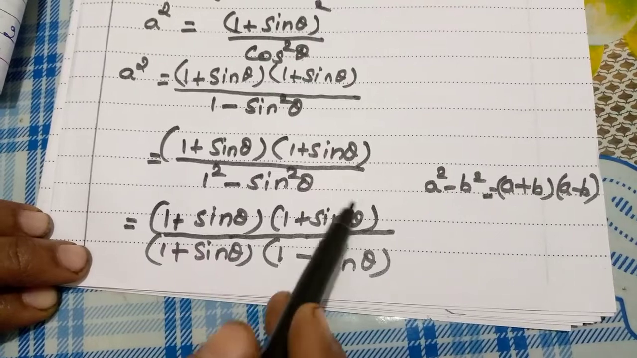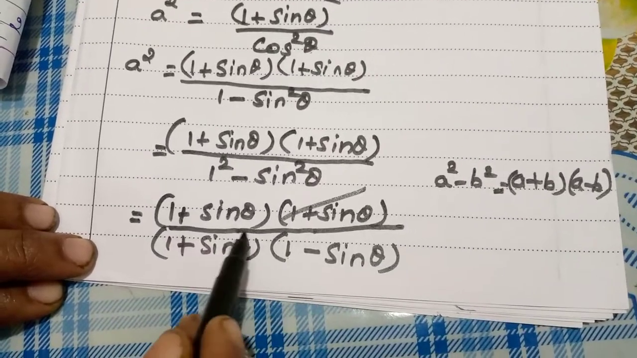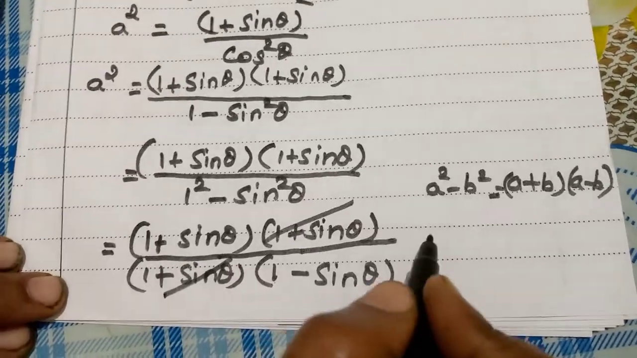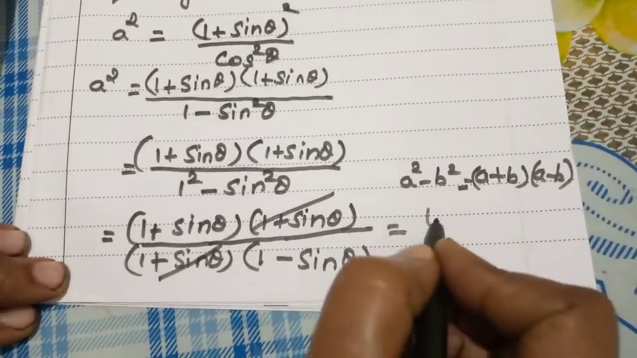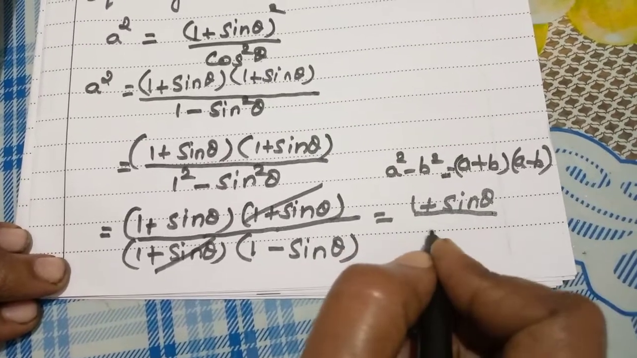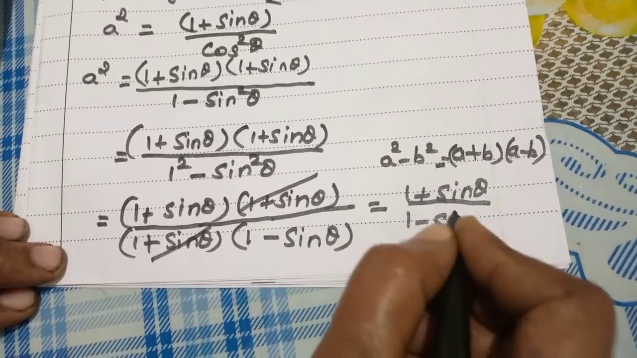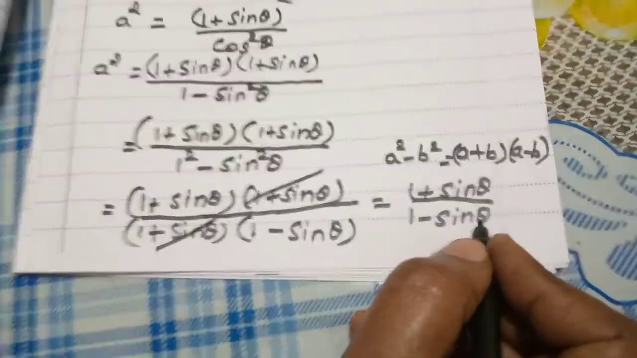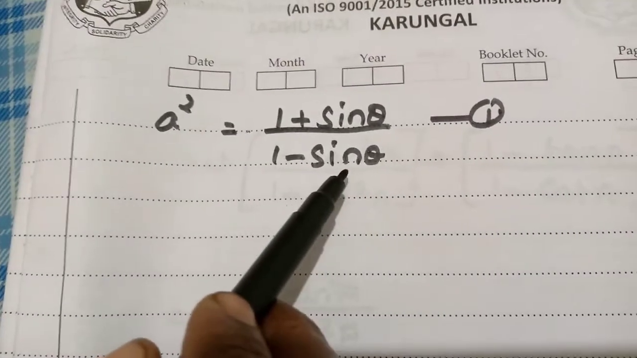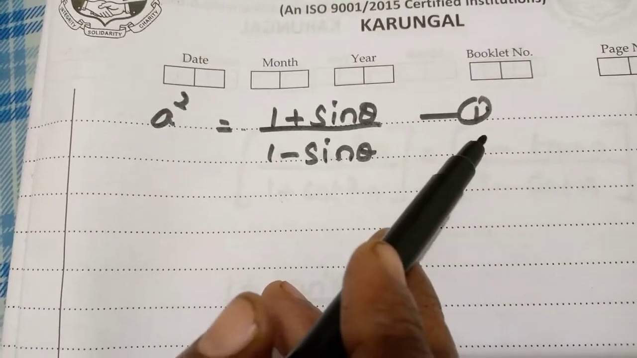Here 1 plus sin theta, the like terms can be cancelled up and down. Remaining, we get 1 plus sin theta divided by 1 minus sin theta. That is, a square equals 1 plus sin theta by 1 minus sin theta. Let us take it as equation number 1.